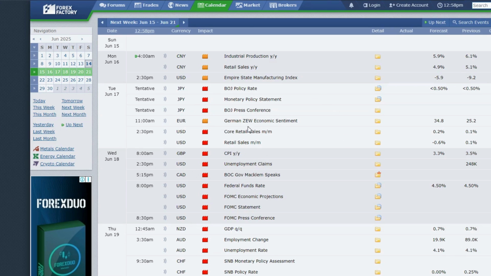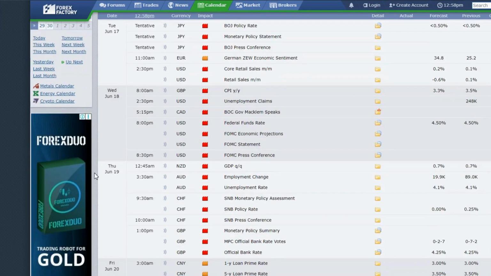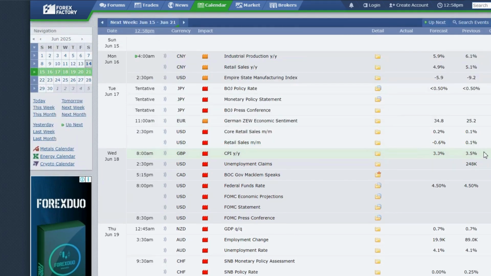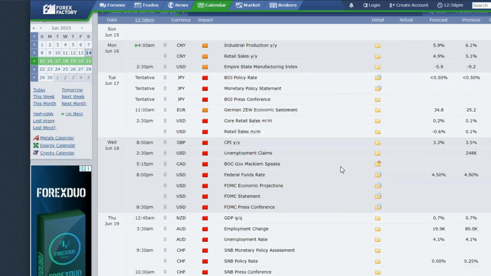On Tuesday, we have retail sales from the United States. This is high impact news, and the previous is 0.1, the forecast is 0.2. We have the retail sales month over month at 0.1 previously, and the forecast is minus 0.6. On Wednesday, we have the CPI, our inflation measure, from Great Britain. The previous is 3.5, and the forecast is 3.3, which means that we might have a low report around that area.